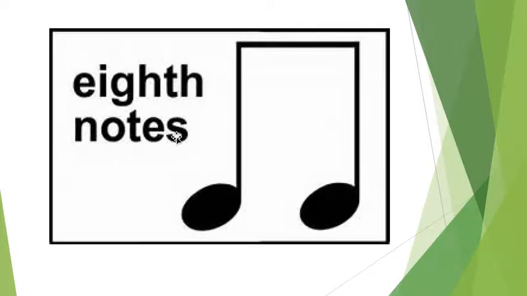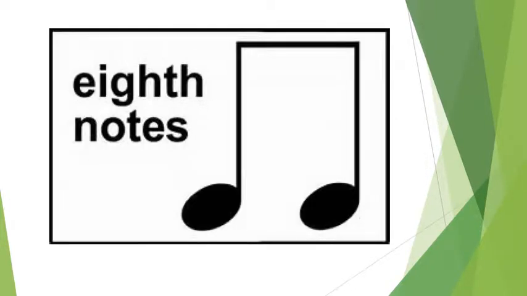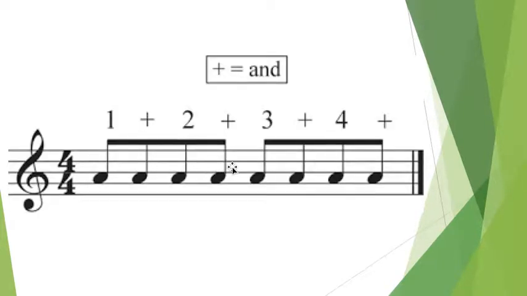The way that we say eighth notes is "ti-ti," and that's the rhythm that we'll use. So on the music staff here, you can see the eighth notes in groups of 4. In the 4/4 time signature, you'll often see eighth notes paired in 2s or paired in 4s, and that's just to make measuring them out to play easier. You also see this plus sign that equals "and." So if we were counting our rhythm in numbers, we would use the "and" to help us out.